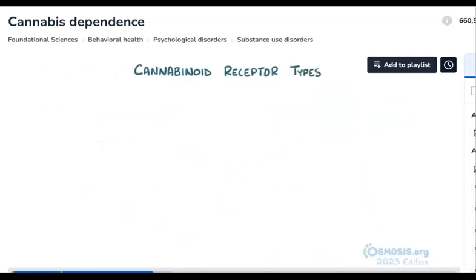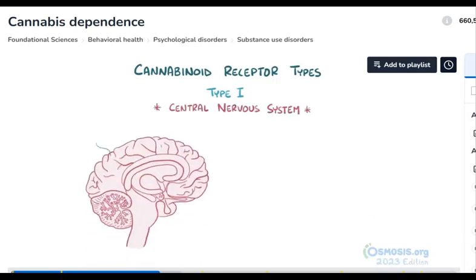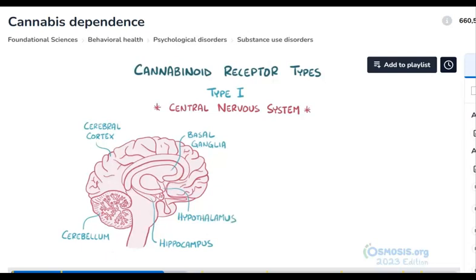Now, there are two types of cannabinoid receptors, cannabinoid receptor type 1 and 2. Cannabinoid receptor type 1 is mostly found in the central nervous system, and is highly concentrated in areas like the cerebral cortex, cerebellum, hippocampus, basal ganglia, hypothalamus, and spinal cord.